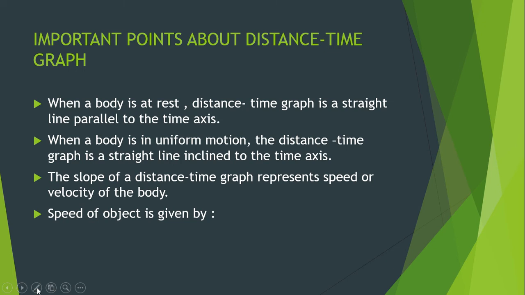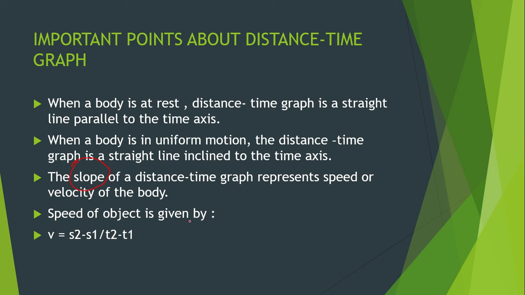Here you must have noted there is a new term, that is slope. This term is very important, but don't get confused. Slope actually means the ratio of the y scale and the x scale. We will be solving one problem by the end of this video, and you will come to know how to find the slope. The slope of a distance time graph represents the speed or velocity of the object. It is nothing but the ratio of the y scale and the x scale, or you can say change in distance upon change in time.